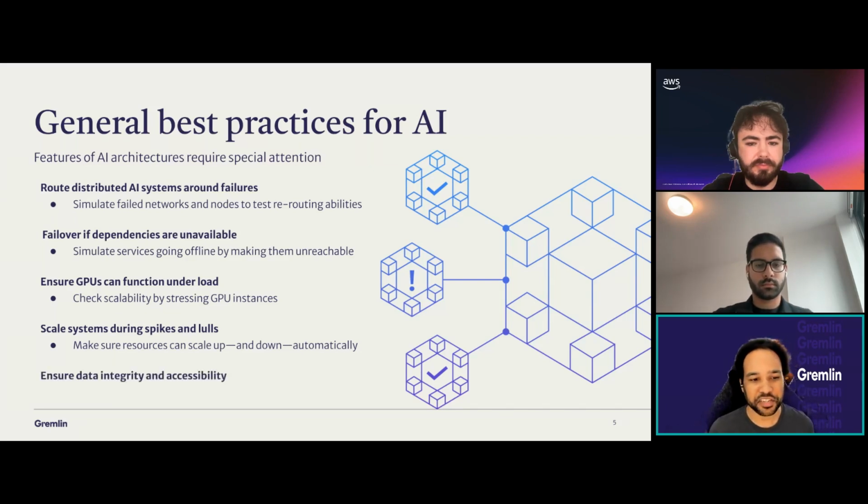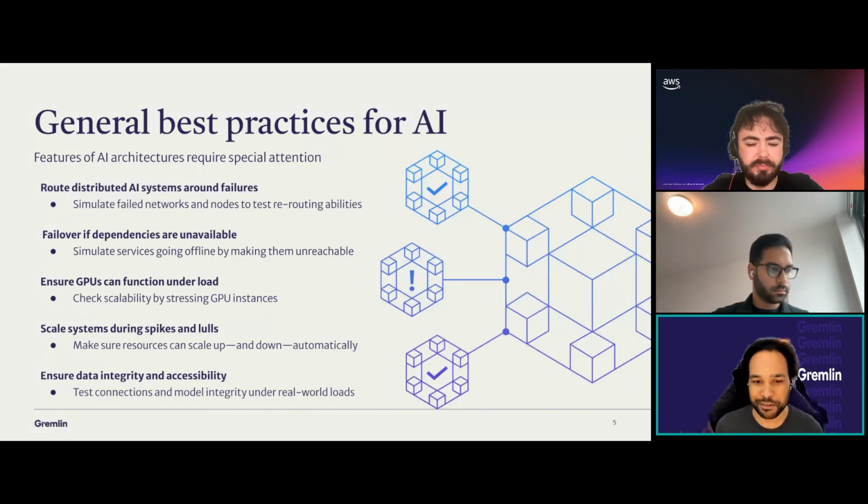And last but not least, there's ensuring data integrity and accessibility. And this again comes down to network interconnections and making sure that your systems can send data back and forth reliably, even if the infrastructure that they're working on isn't quite reliable. So again, this is using network-based experiments and chaos engineering tests to test those connections and make sure that your model retains its integrity, even when the systems are being stressed out, when resources are being consumed, and when network conditions are unfavorable.